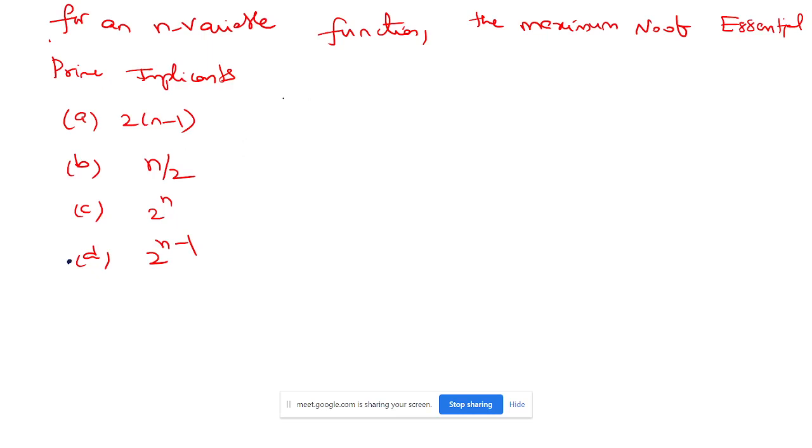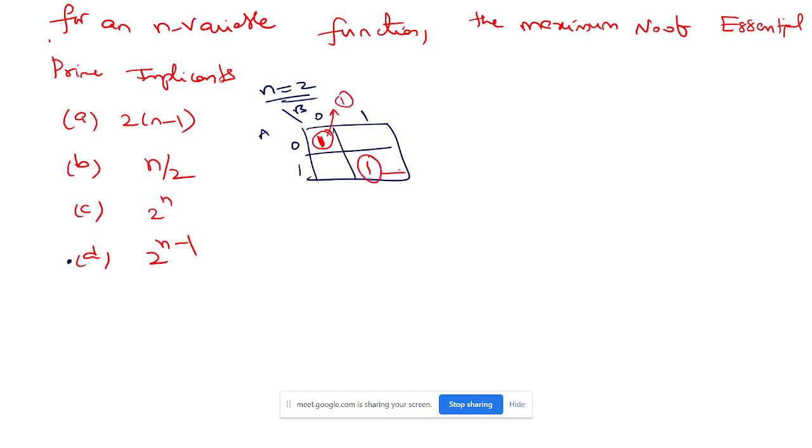Let's see. For this, let's take n equal to 2. Two variables are there, A, B, and 0, 1. This is gray code, right? So I can have any number of patterns for this to exist. So I can just put this pattern. This is a good combination. I have one essential prime. This is also an essential prime. I have two essential primes.